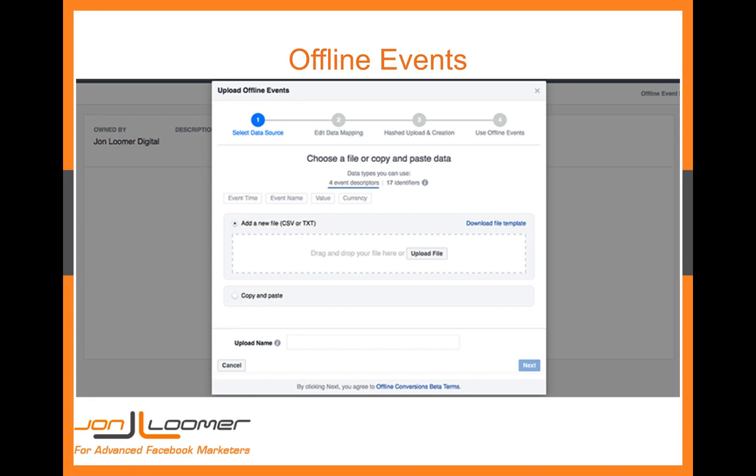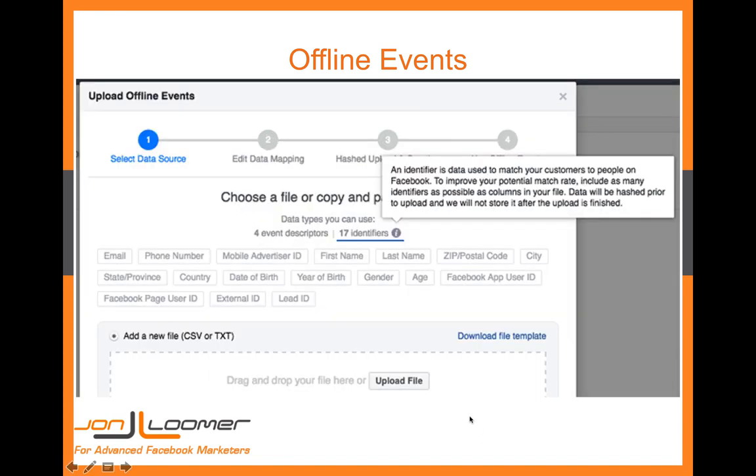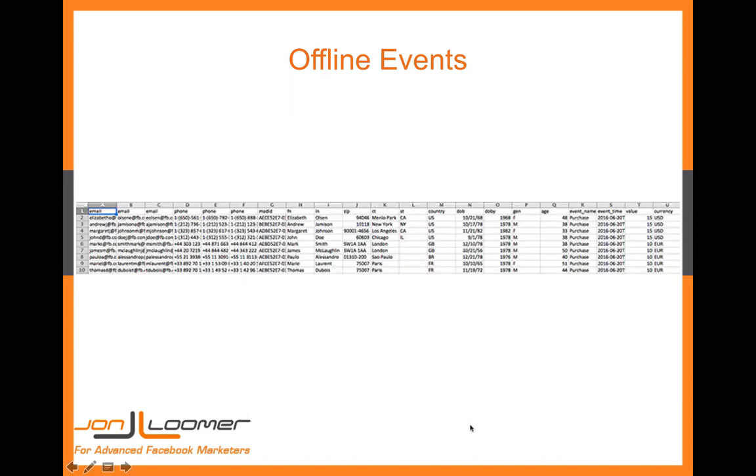So you've got your customer list, for example, of first names, last names, email addresses, where they live, and all that kind of stuff, phone numbers, and up to 17 different identifiers. An identifier is data used to match your customers to people on Facebook. Obviously the more identifiers you have, the better, the more likely Facebook will be able to match it up with somebody who saw or clicked on your ad. Here's an example. You can't really see it, but this includes email, like 3 different email addresses if you wanted, phone numbers, lots of stuff, age, name, date of birth, country, you name it.